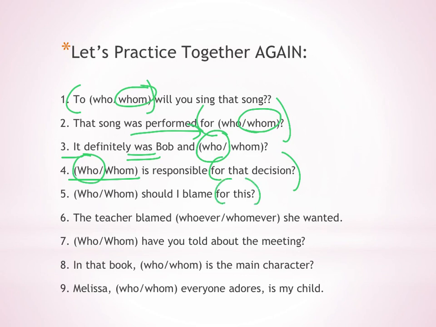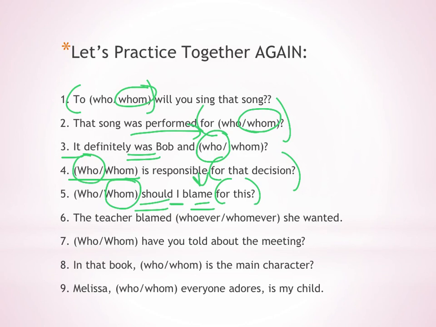For this is a prepositional phrase. Once again, I should blame Bob. My subject is I. My verb is should blame. What kind of a verb is blame? Blame is an action verb because it's not on the being verb list, so therefore I would choose whom.